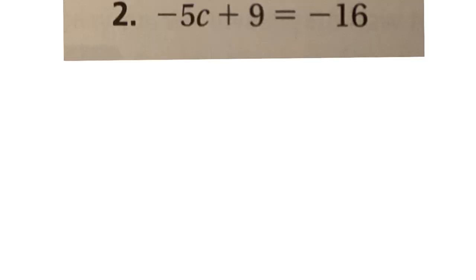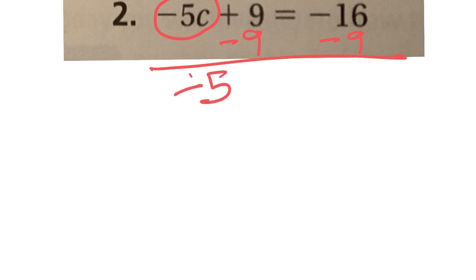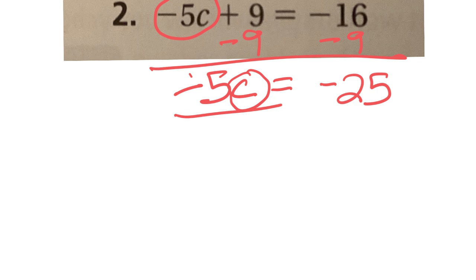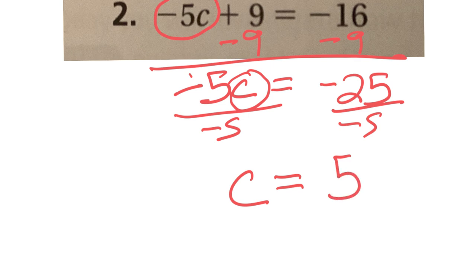Here's another one. I have negative 5c. I'm going to circle that. We'll hold that to the side for a second. I want to get rid of everything besides that. So I have a plus 9, I have to minus 9, and I have to minus 9 on both sides. That gives me a negative 5c equals negative 16 minus 9, which is negative 25. Now I want just the c, so I divide this by negative 5, divide that by negative 5. That gets me c equals 5.